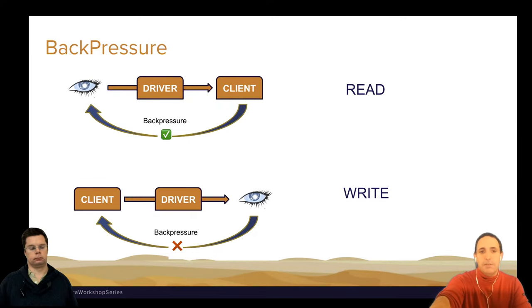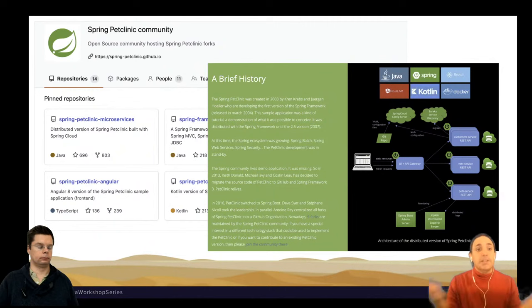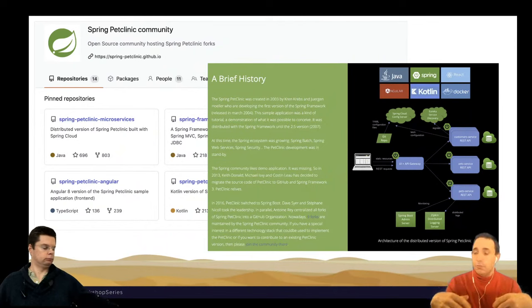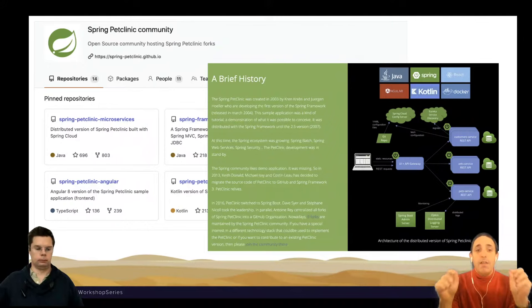Okay, that was a lot of theory, right? And this reactive approach, we will apply to the reference application in the Spring community, which is Spring Pet Clinic. If you go to spring.io, you will find the reference implementation of the Pet Clinic. But the Pet Clinic is so famous and so widely used as a reference app that now there are some people forking it and changing the implementation in new ways.